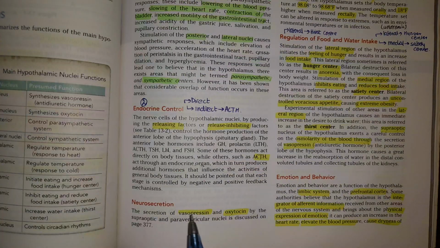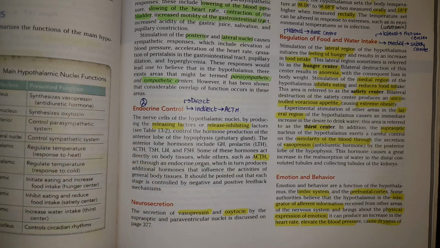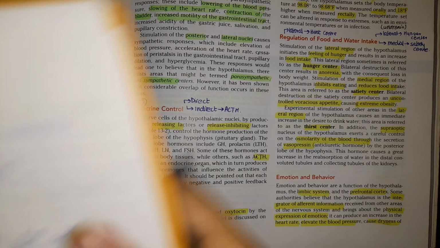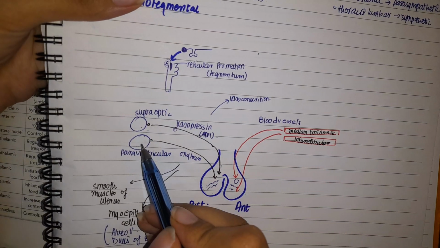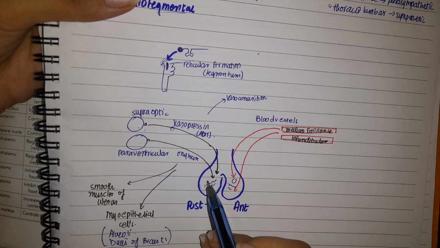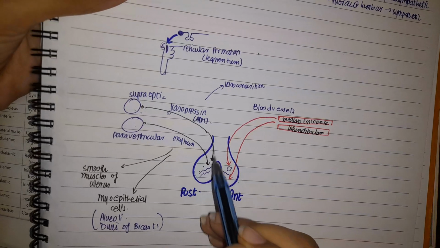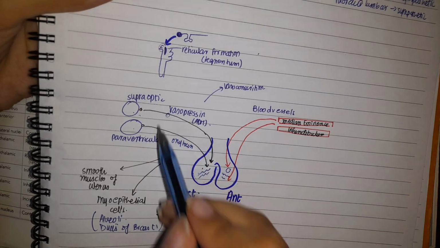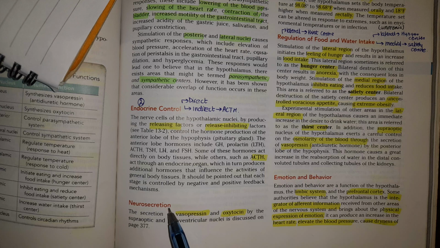Now we have the neurosecretion, vasopressin and oxytocin. In this nice diagram over here, we can see the supraoptic and paraventricular nucleus releasing vasopressin and oxytocin into the posterior pituitary. So this is how the neurosecretions are going to be controlled.